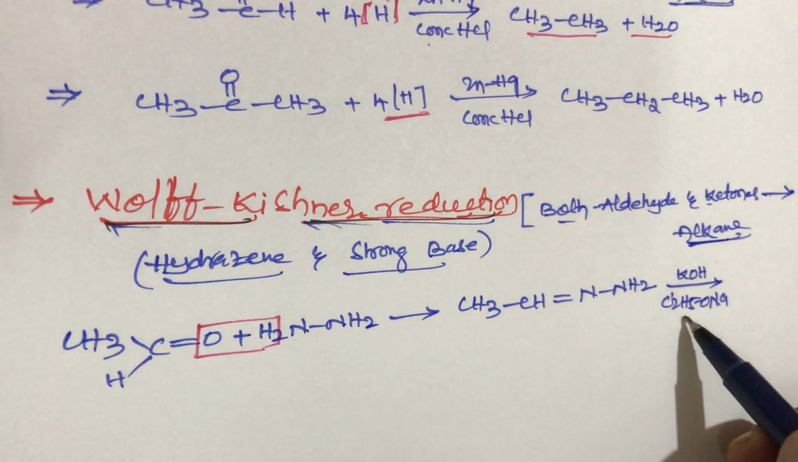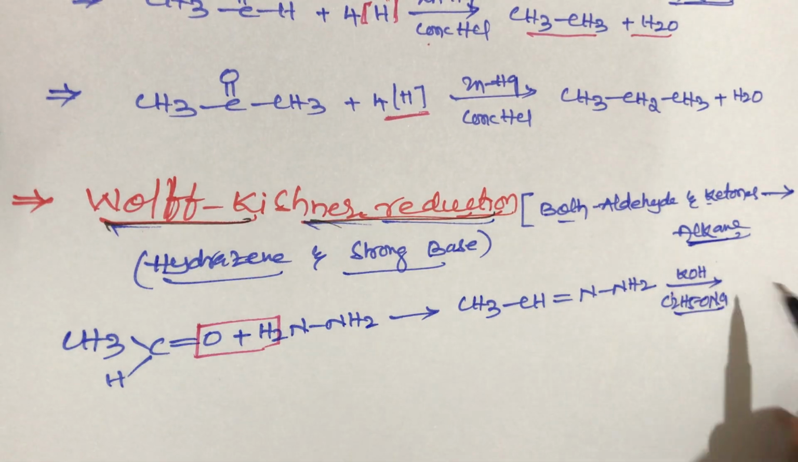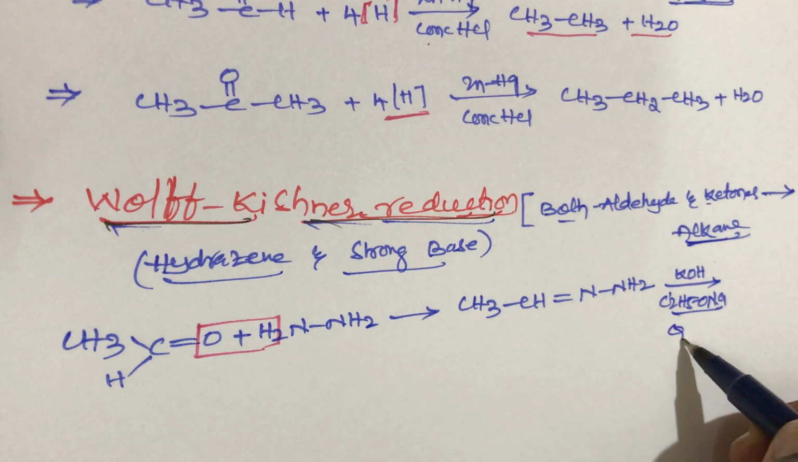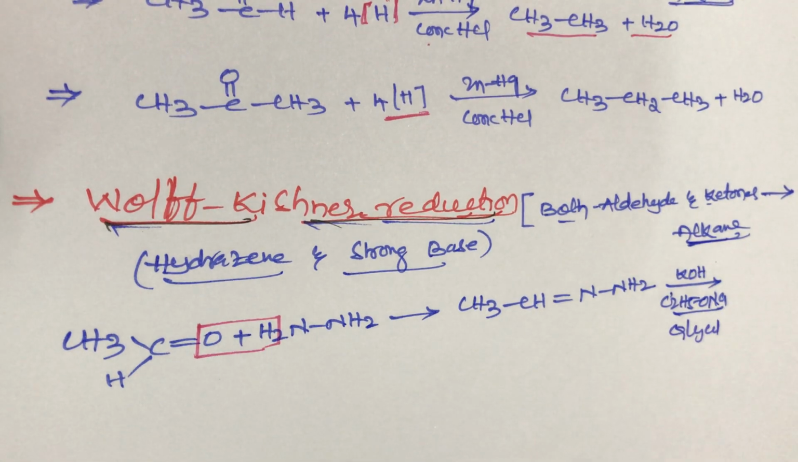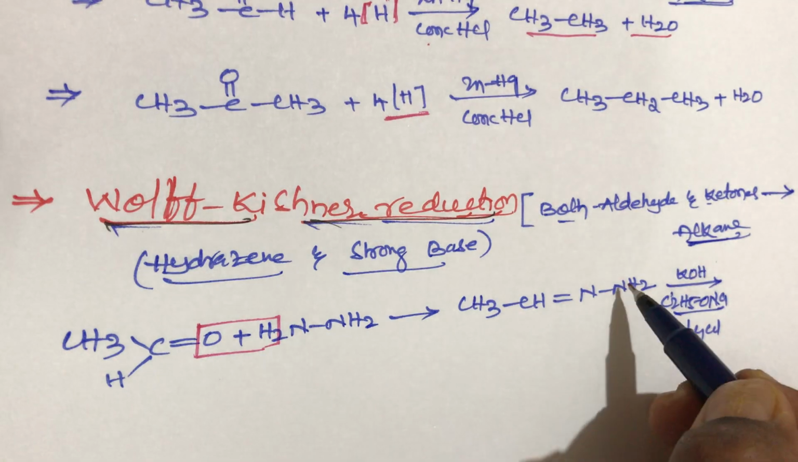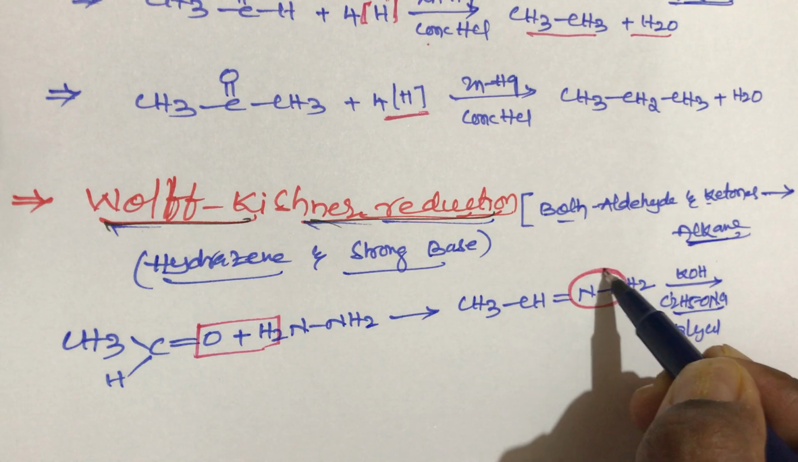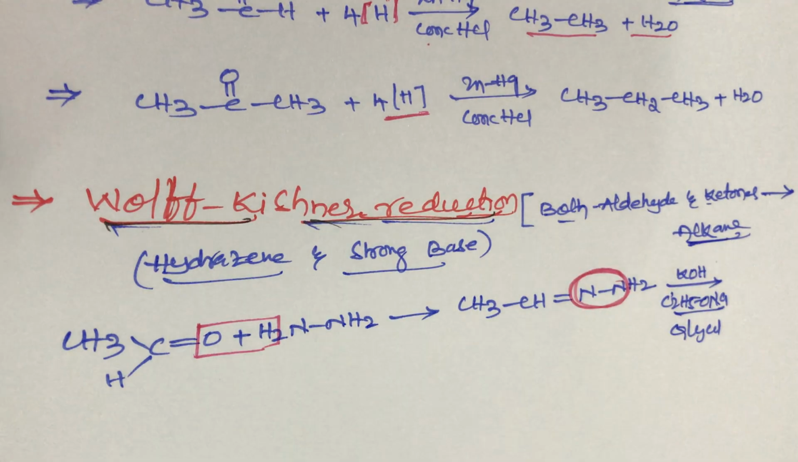Here, a strong base is used in this reaction: potassium hydroxide, a strong base, in the presence of glycol. Glycol acts as a solvent. We get the product in this reaction. What happens here? The 2 nitrogens are eliminated as N2, and the remaining 2 hydrogens are left.